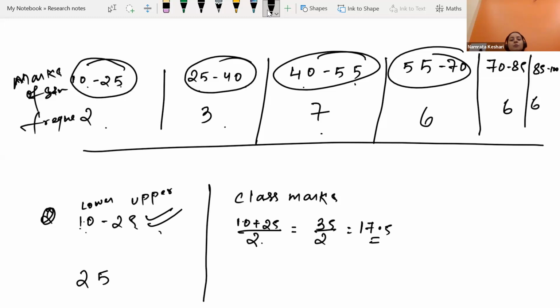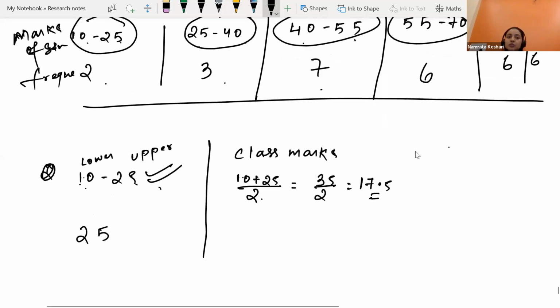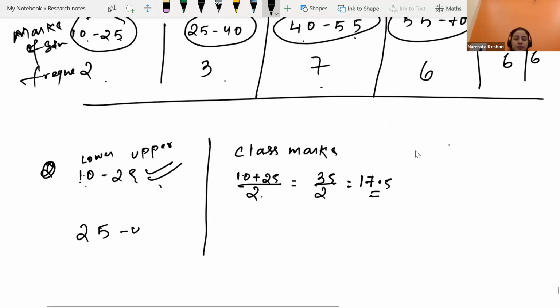And then we will multiply this class mark with the frequency. Then we will do the summation of all. And then we will divide by the sum of the frequencies to get the mean over here. So we are learning how to find the mean of the group data. Let's do it, 25 to 40. Please tell me what will be the class mark. Start doing the calculation and let me know what you are getting. 40 to 55.